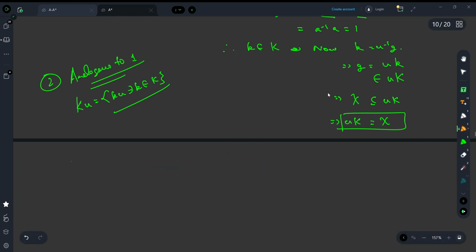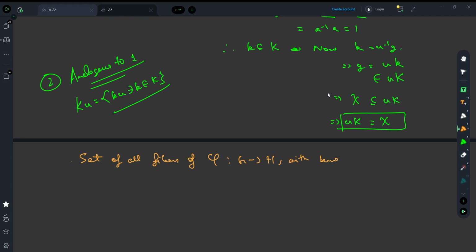What I actually proved here is that if I consider the set of all fibers of psi from G to H, which is obviously a group homomorphism, I am not stating that again, with kernel K, then every fiber of phi is some translation of K.